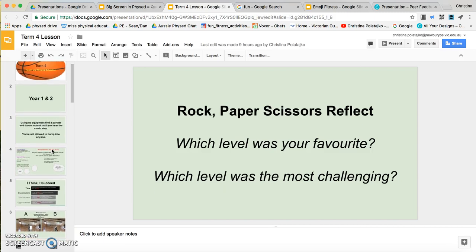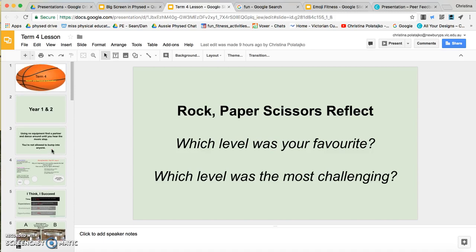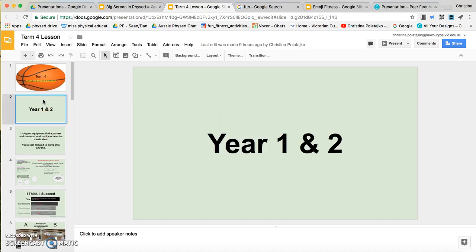So I'll never throw out that whiteboard, but I thought I'd quickly show you and share with you how I use this and how I present to my students to make discoveries in health and PE.